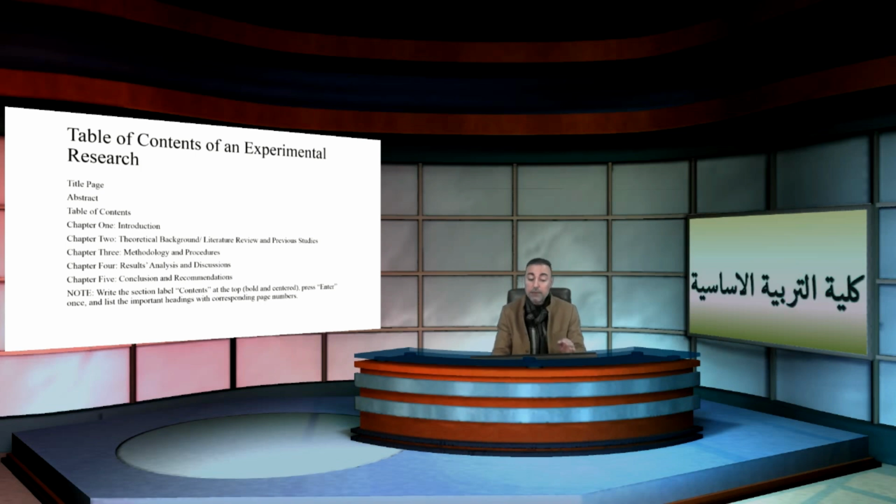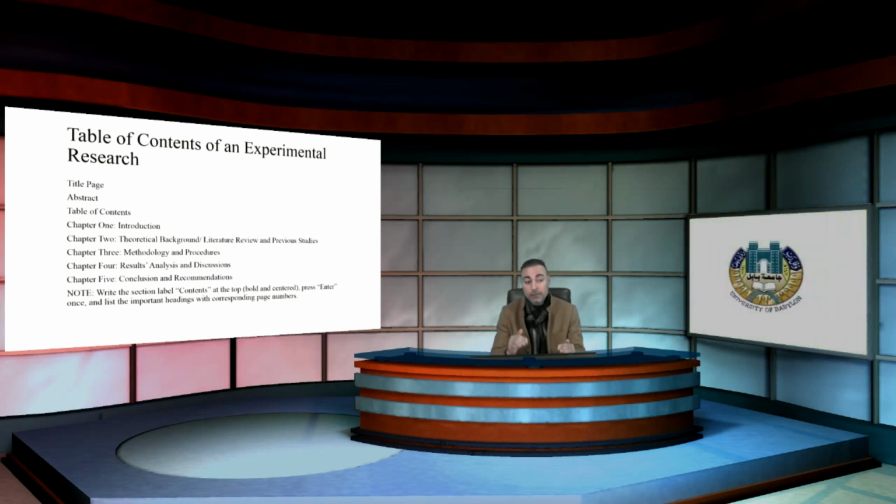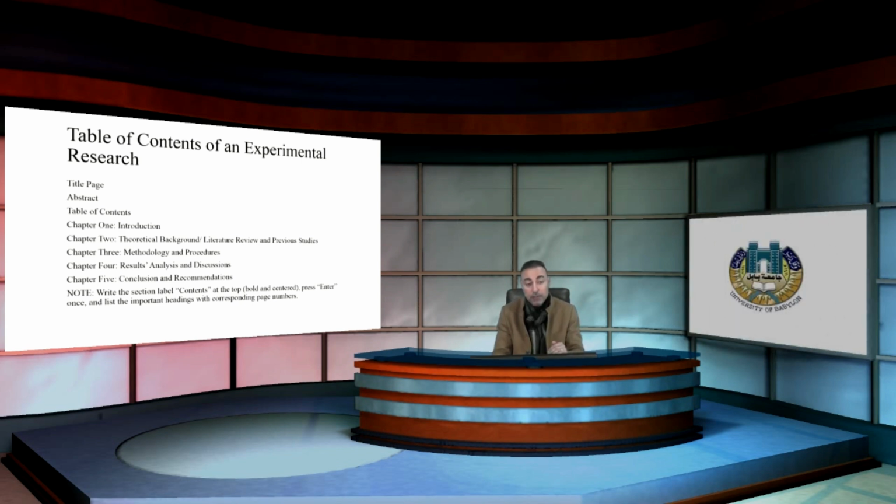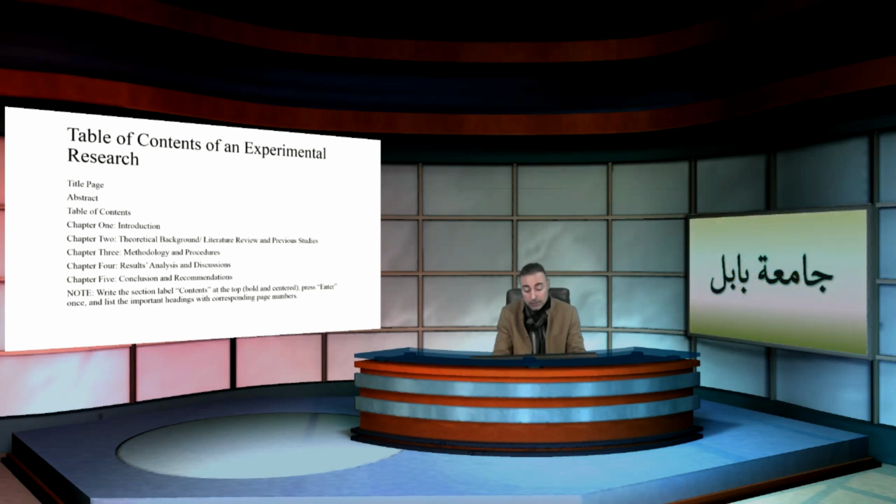Chapter 3, here is the difference between this type and the previous one. With the experimental, you include in chapter 3 the methodology and procedures. This is how you answer why you have done this experimental research, and we will talk about it in the following slides. And then you have chapter 4, where you put the results, analysis, and discussions.